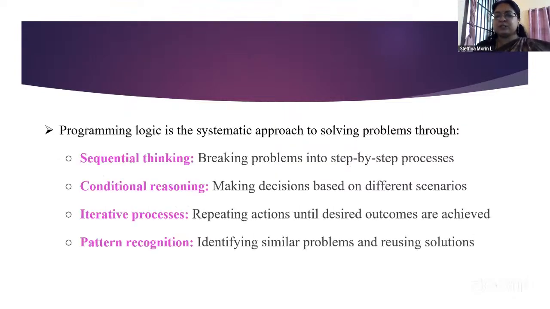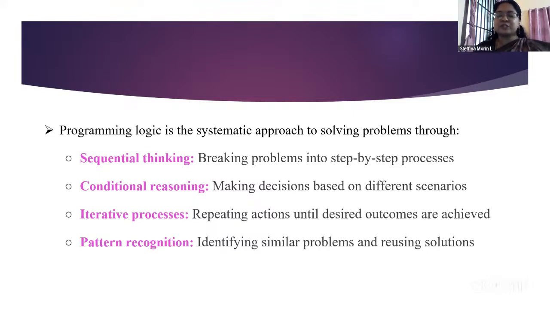How do we approach the problem systematically? By solving problems with these four criteria: sequential thinking, conditional reasoning, iterative process, and pattern recognition. Sequential thinking means you have to know the problem and how to solve it. You have to know the set of rules behind the problem, how to process it in a step by step manner, where some problems are based upon conditions or decisions.